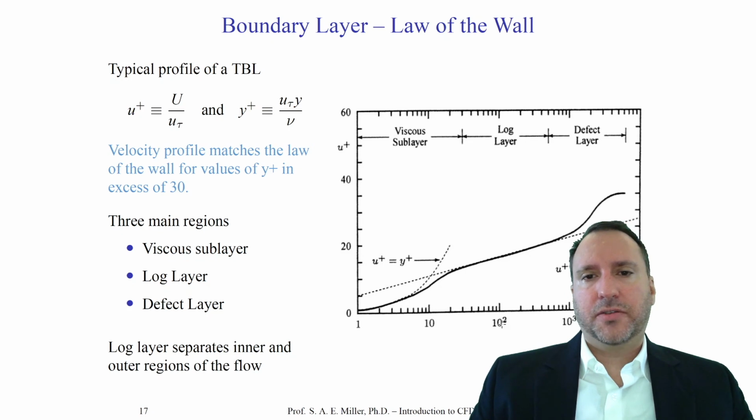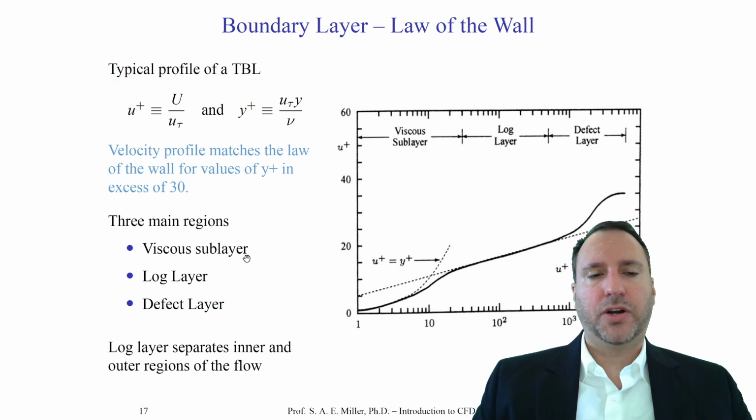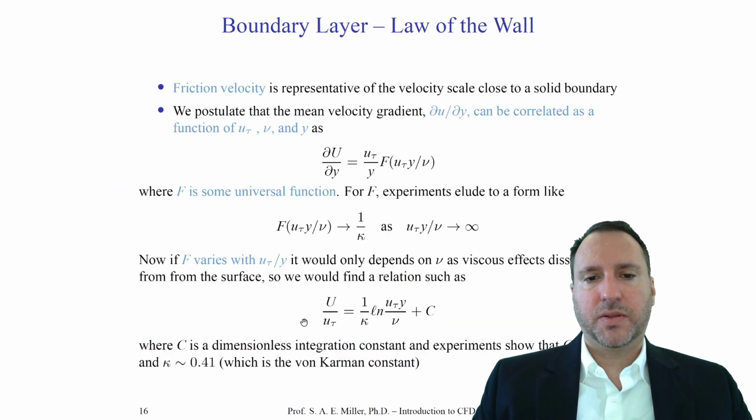Now, in this particular graph, there are 3 particular regions of the flow in any turbulent boundary layer. We call these the viscous sublayer, the log layer, and the defect layer. Typically, we have shown in the previous slide, slide 16, the final equation, that u goes as the log of, of course, y.